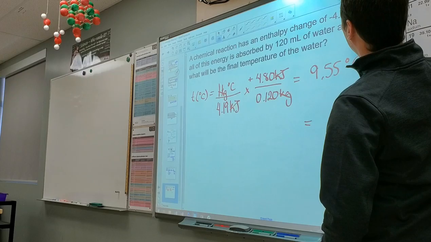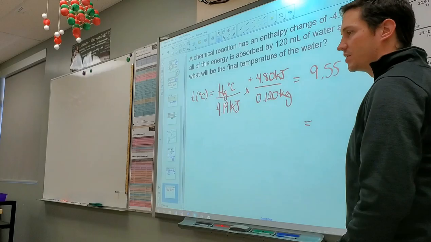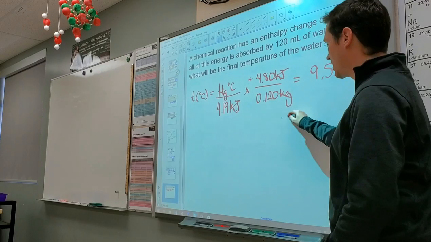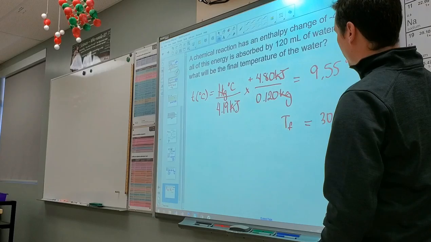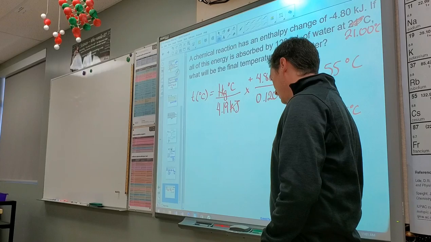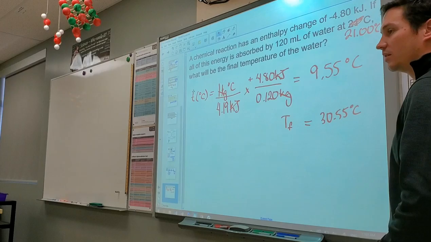Okay, now here's the problem. This question is just not very well thought out. That's the problem with this question. Let's assume that this is 21.00 degrees Celsius. Is that okay? It's starting out at 21.00. So let's add 9.55 to that. So the final temperature, T final, is going to be 21 plus that, so 30.55 degrees Celsius. Is that okay?